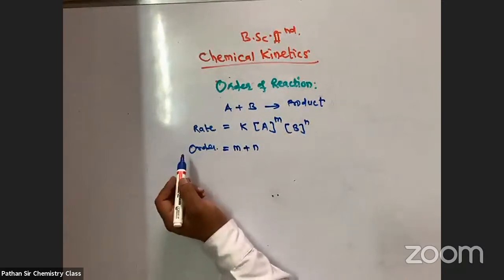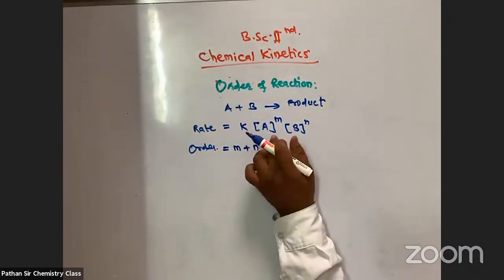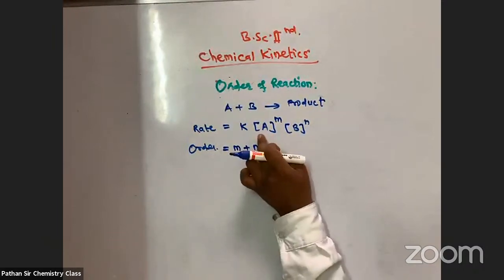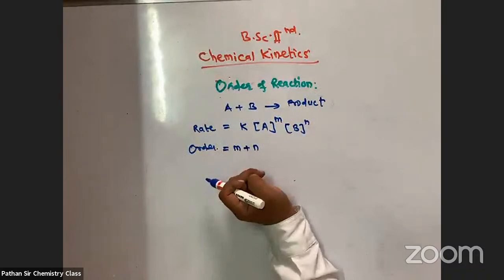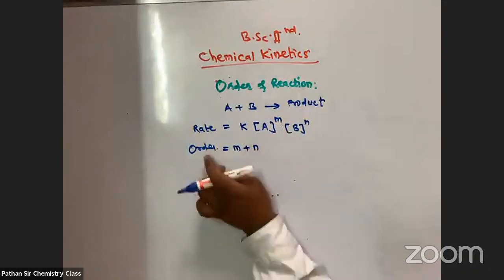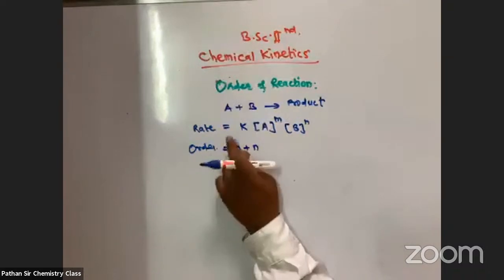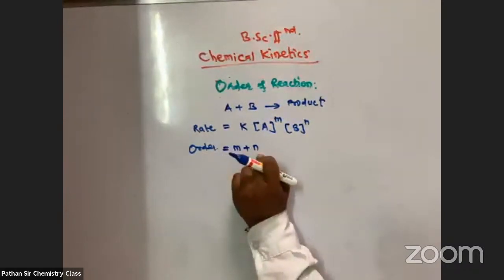Order of reaction is defined as the summation of powers of concentration terms in the rate law. So A and B in the square brackets, square brackets meaning moles per liter, are concentration terms and their powers are m and n. So the summation of m plus n is nothing but the order of reaction. So the order of this reaction is m plus n.